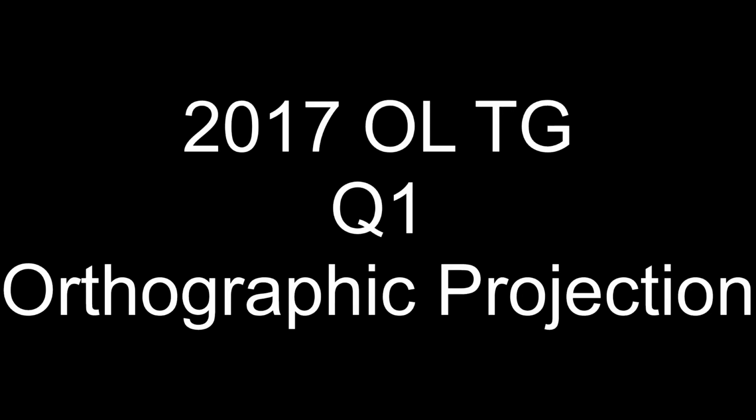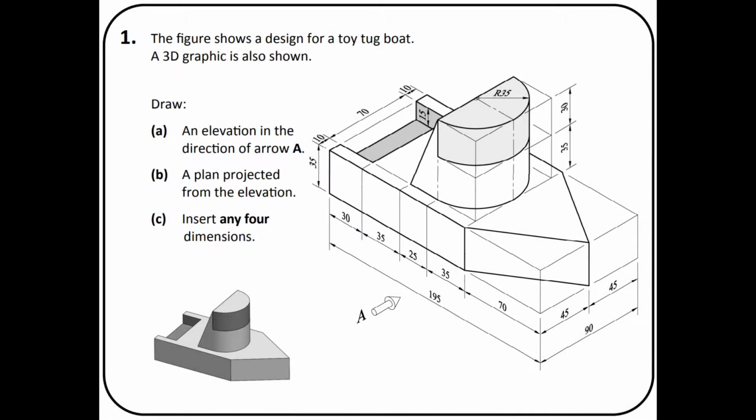2017 Ordinary Level Technical Graphics, Question 1, Orthographic Projection. The figure shows a design for a toy tugboat. A 3D graphic is also shown. Draw an elevation in the direction of arrow A, a plan projected from the elevation, and insert any 4 dimensions.